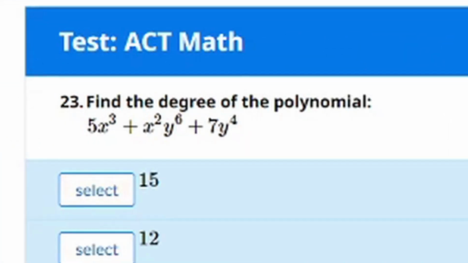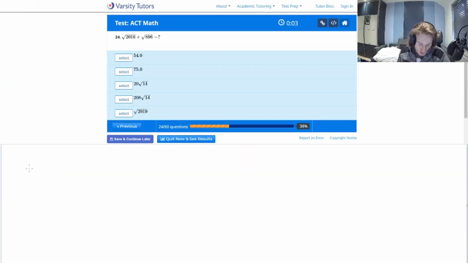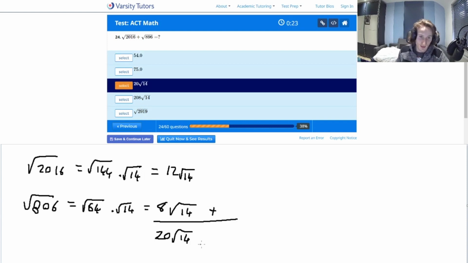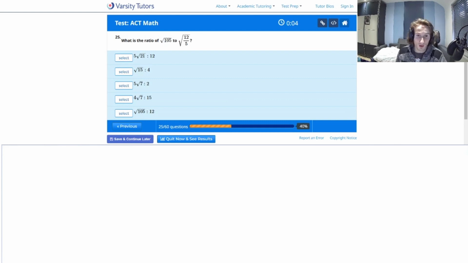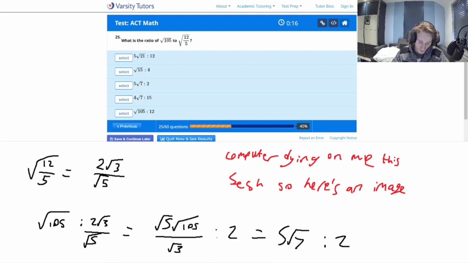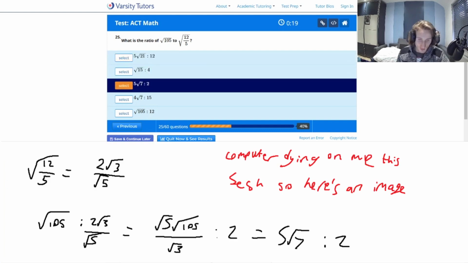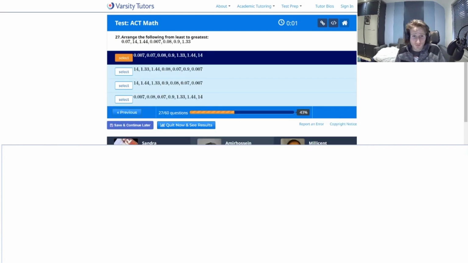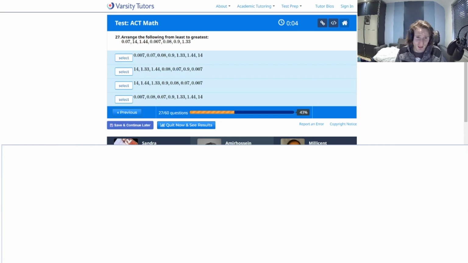Really? You think it's 6, do you? This you can just use your calculator. No, what you would actually do is you would simplify those square roots and then add them up. But I have a calculator, I'm going to use it. It's 20 root 14. What is the ratio root 105 to root 12.5? Okay. Again, I'm going to use my calculator to say root 105 over root 12 over 5. 5 root 7 to 2. Evaluate this does not exist, like, come on. Arrange the following from least to greatest.